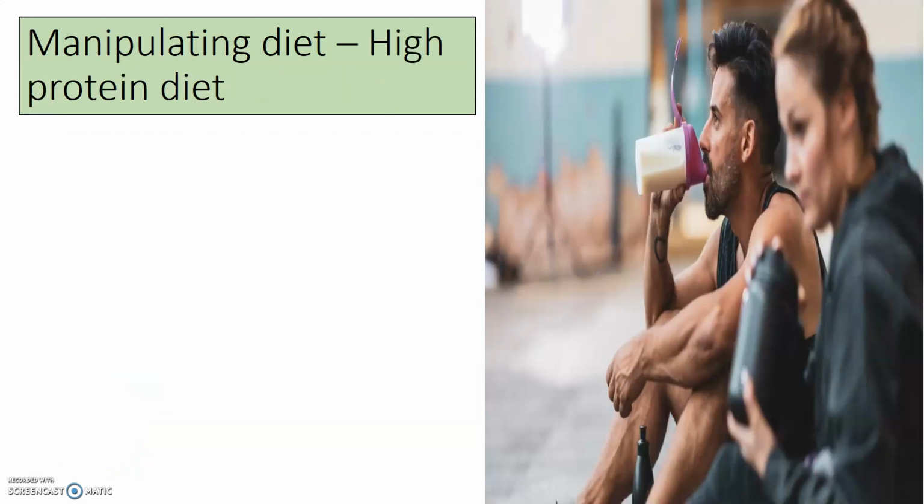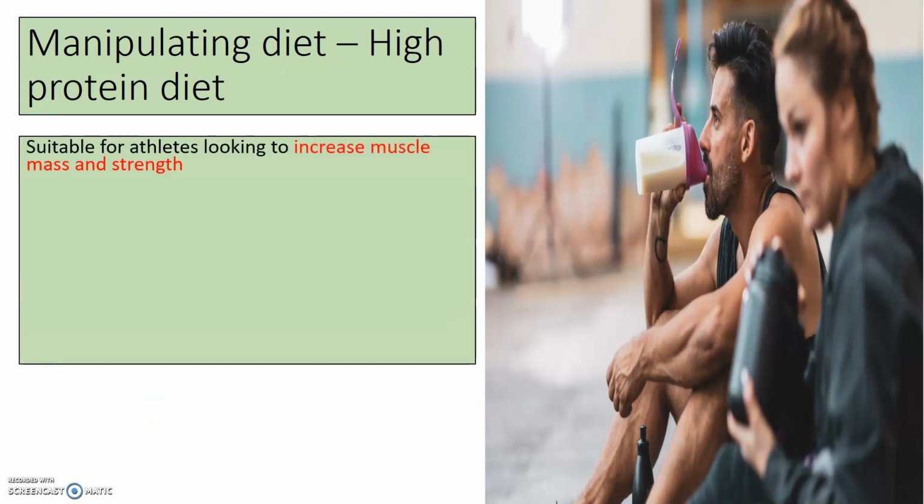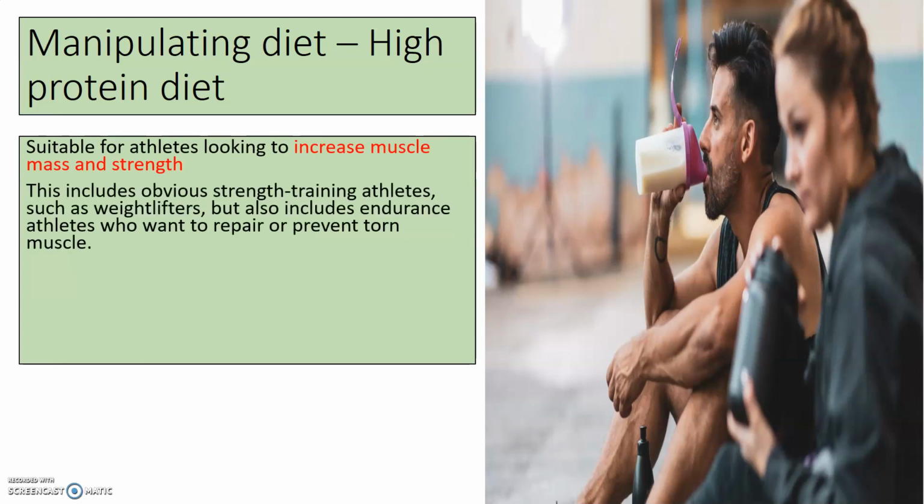The second type of diet that we need to know about in terms of a specialist diet is this idea of a high protein diet. And athletes will do this to increase muscle mass and strength. And ultimately, they'll do this when they're looking to lift heavy weights. So weightlifters, for example, will use this. But not only that, it'll also be endurance athletes as well, who are looking to recover quicker and to prevent, obviously, muscles being torn.